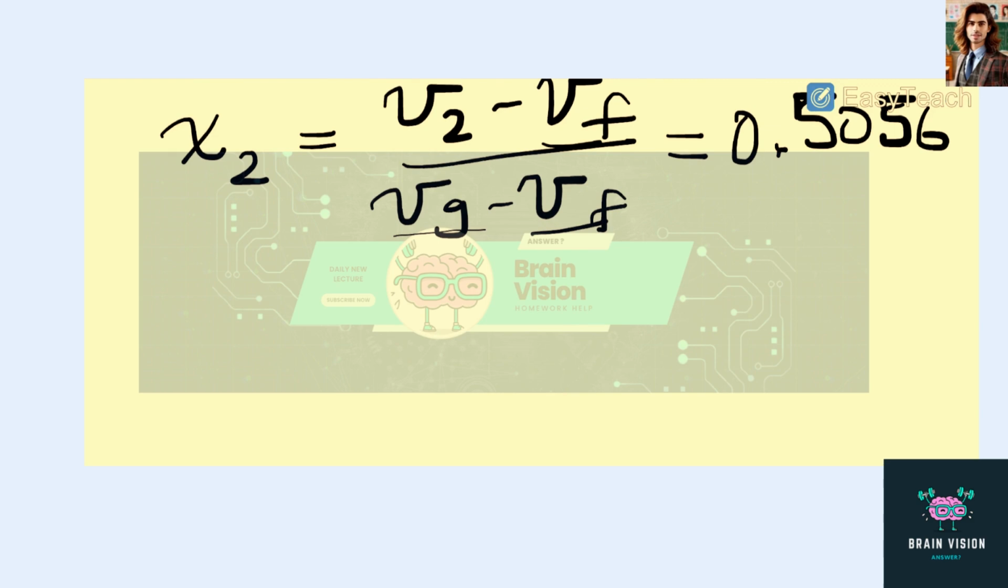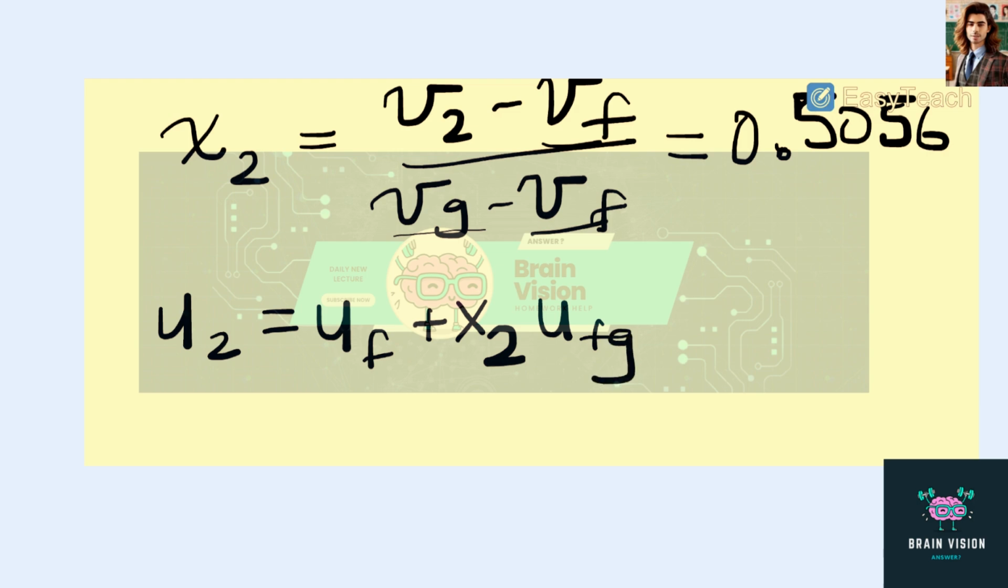To solve for the total heat transfer, we need the specific internal energy at time 2, where the UFG we found and the quality can be used. We define the specific energy at 2 as UF plus X2 UFG. Remember, these are all in the saturation state. We know UF, X2, and UFG, and we find that U2 is equal to 164.67 kilojoules per kilogram.